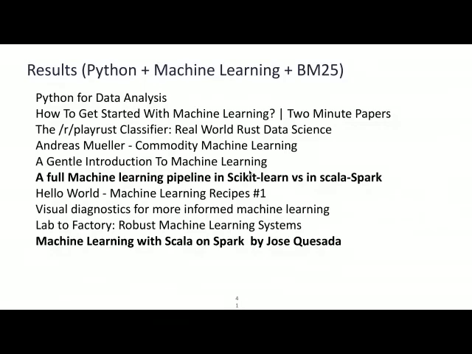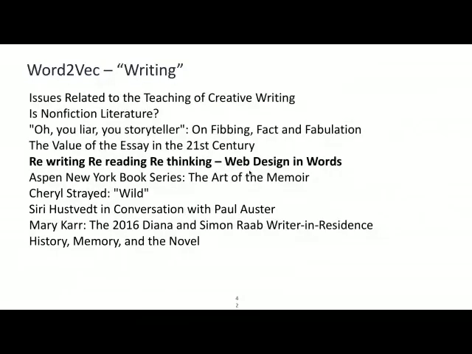If we then do that for writing instead, everything that comes back appears to be appropriate to the use case that I was describing before, except for this one in the middle, which is a tricky example because it's rewriting, rereading, rethinking web design. So we have something that's kind of code related and something that's really not in the title. And that's a little bit difficult at this particular moment for this technique, but we'll be able to improve that further on.